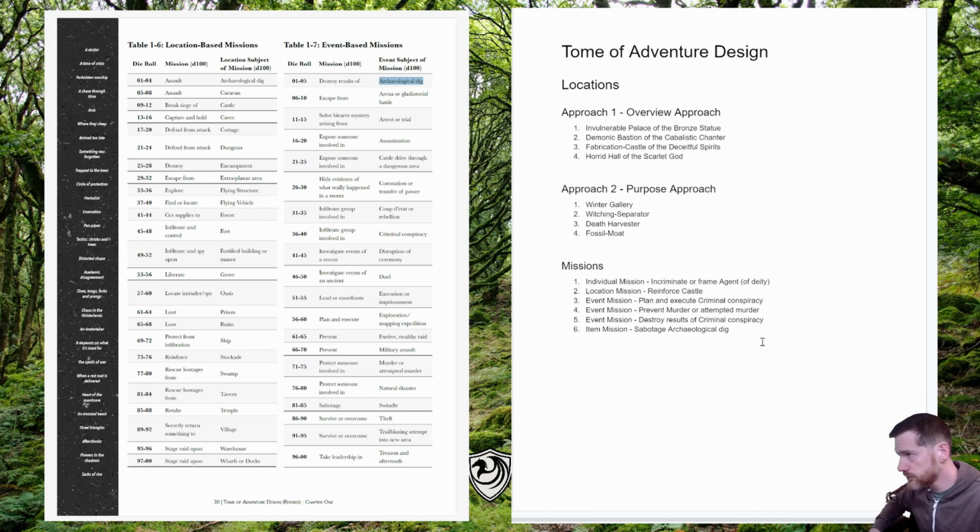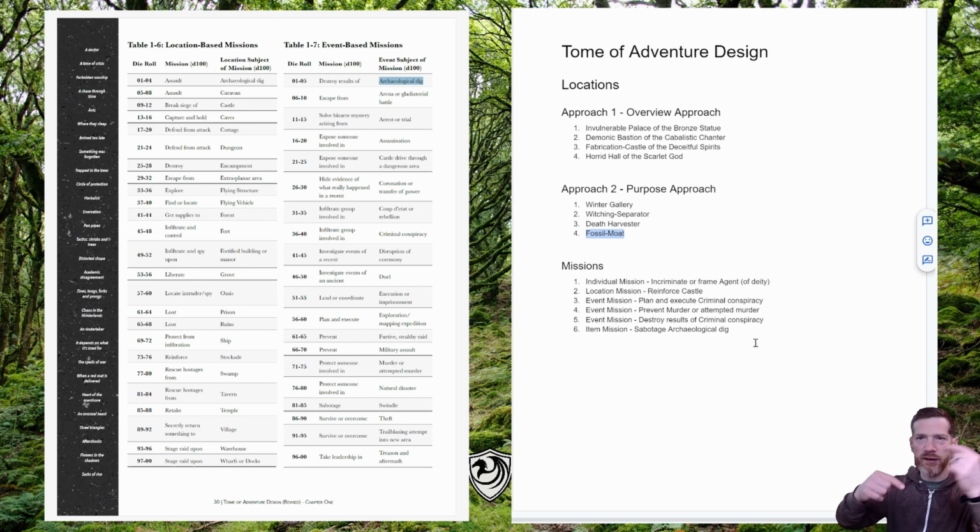So we have a couple of ideas for missions here, right? Just based on the titles. The item-based mission, sabotage an archaeological dig. Maybe that is the fossil moat that surrounds the horrid hall of the Scarlet God. Or sabotaging the archaeological dig in the fossil moat of the fabrication castle of deceitful spirits.